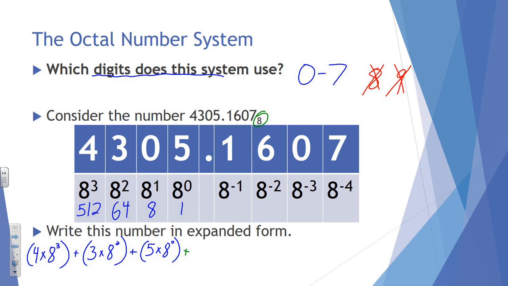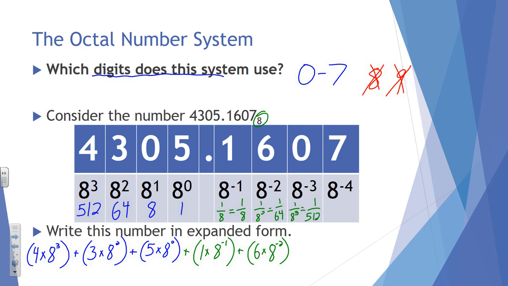8 to the negative 1, that makes this the 1 over 8, or 8th place, and we have 1 of those. 8 to the negative 2 is 1 over 8 to the second. That makes this the 64th place, and we have 6 of those. Our 8 to the negative thirds place, that makes this the 1/512th place.